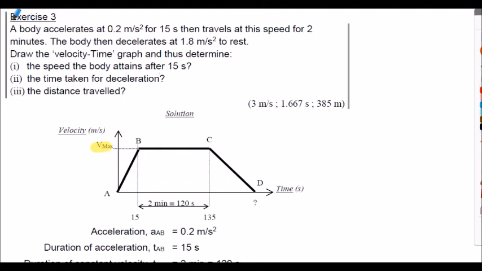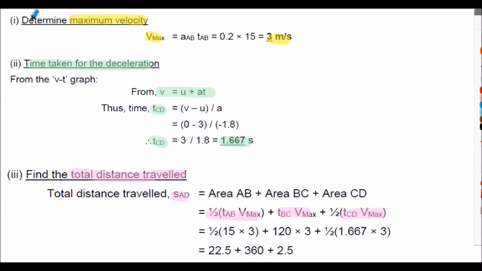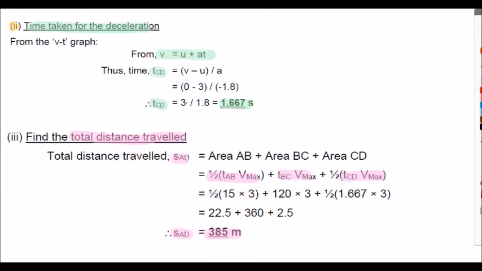And here's exercise 3, the full solution. So the first thing I've calculated here is the maximum velocity. Next, I've calculated the time taken for the deceleration. And finally, I've calculated the total distance travelled, which is the total area under the graph.